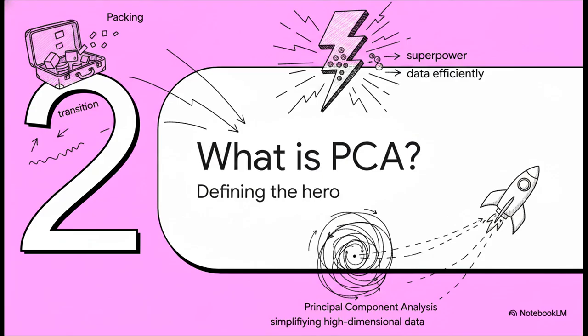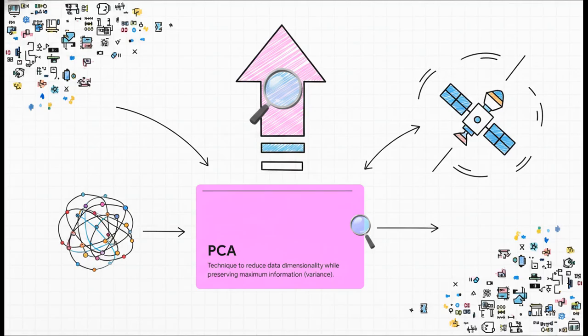Moving to Section 2, what is PCA? Defining the hero. Let's define the specific superpower we use to pack this data so efficiently. That superpower is called PCA, or Principal Component Analysis. It's a statistical technique used to reduce the dimensionality of data while preserving as much information or variance as possible. And preserving really is the key word here.